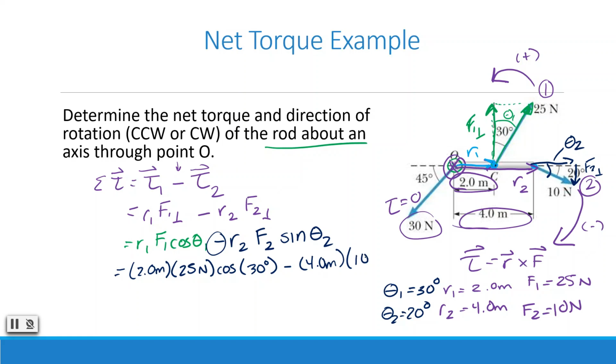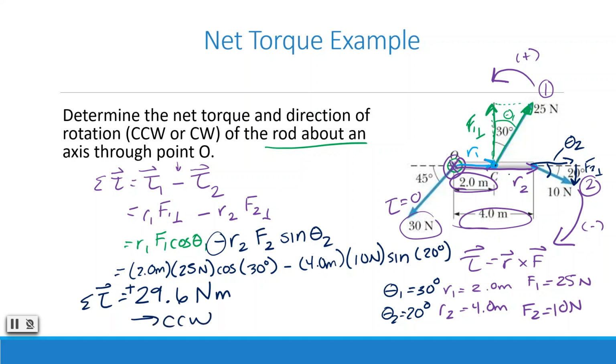F2 is 10 newtons, and then sine of 20 degrees for theta 2. So when I calculate the net torque, I get about 29.6 Newton meters, and it calculated out as positive. The torque due to F1 is going to be larger because it has a bigger force and it's more perpendicular, even though it's closer. So this positive torque tells me that the direction of rotation is going to be counterclockwise.